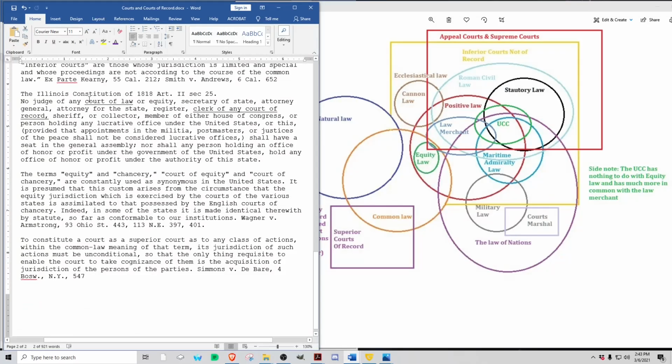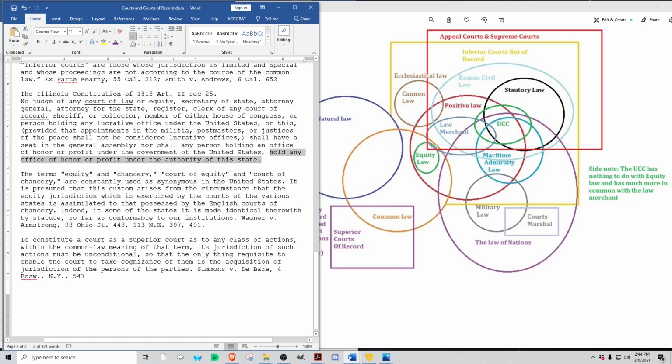Okay. And so here's an example of talking about courts of law and courts of record in the 1818 Illinois Constitution. So Article 2, Section 25. No judge of any court of law or equity, right? So we're clearly delineating here between common law and equity, or Secretary of State, Attorney General, Attorney for State, Registrar, Clerk of any court of record, Sheriff or Collector, member of either House of Congress, or person holding a lucrative office under the United States, or this, provided all those things are not lucrative offices, shall have a seat in the General Assembly, nor shall any person holding any office of honor or profit under the government of the United States hold any office of honor or profit under the authority of this state.